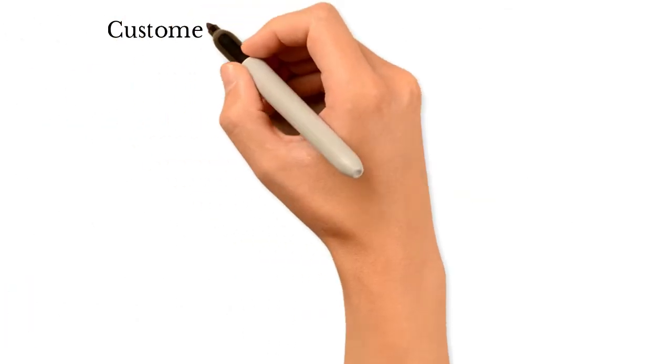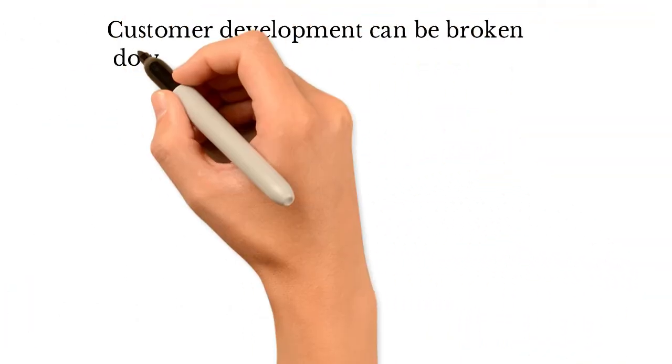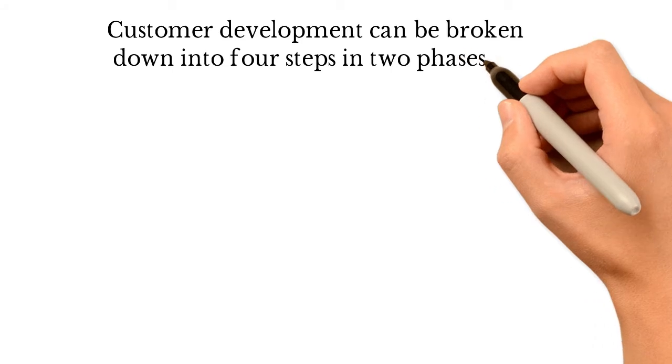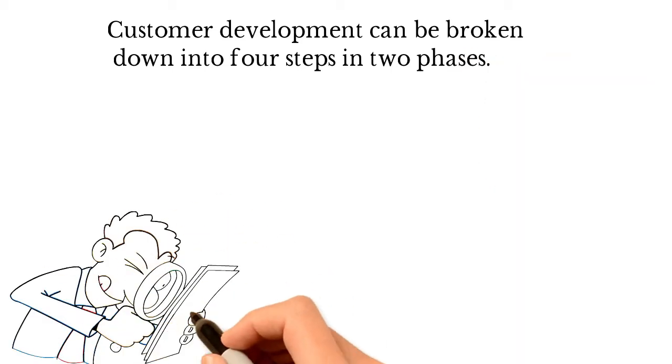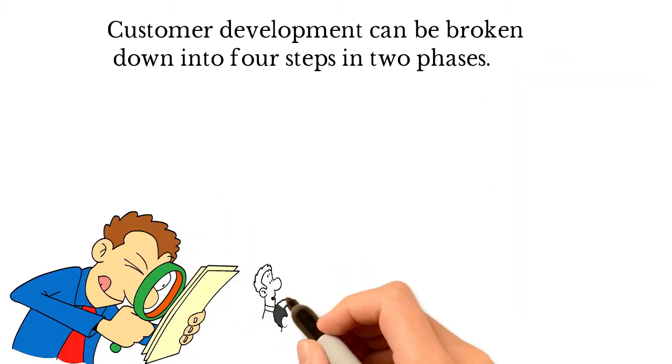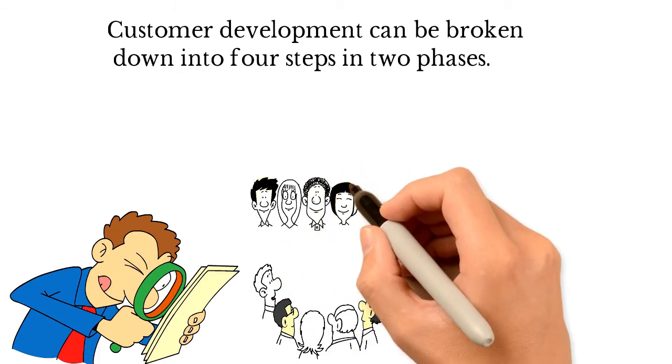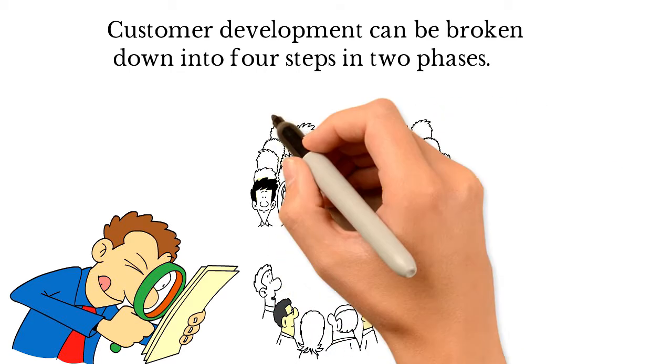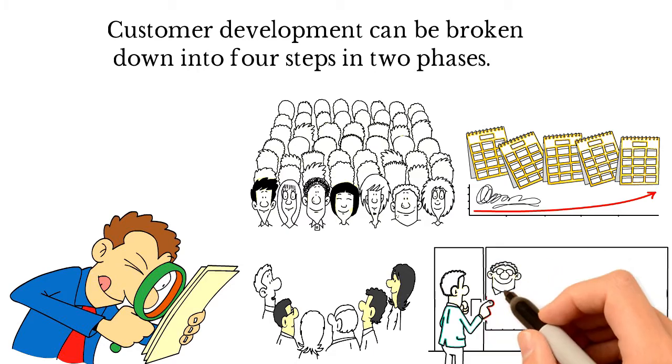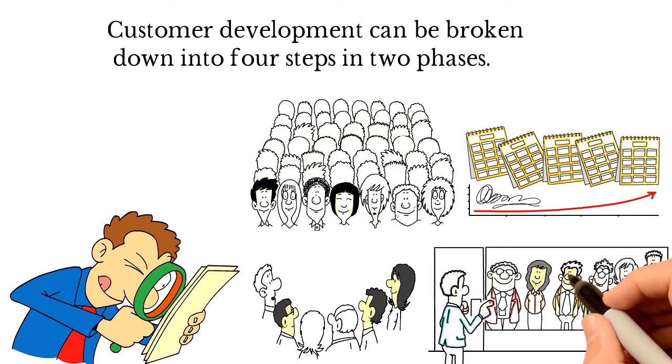So customer development can be broken down into 4 steps and 2 phases. The 2 phases are search and customer discovery, and customer validation fall under this first phase. And then there's phase 2, which is customer creation and company building. That is everything post product market fit.